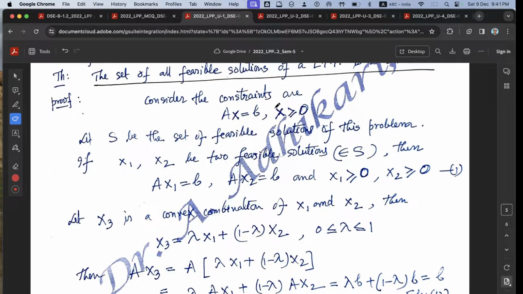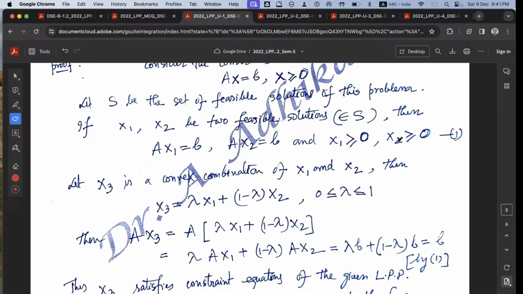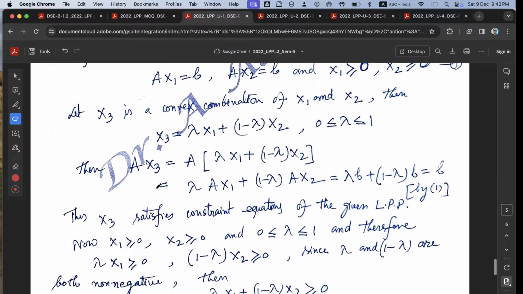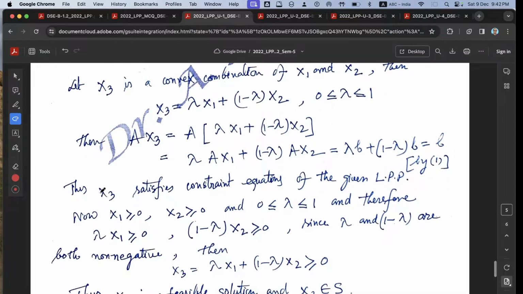Consider the constraints Ax equal to b, X greater than or equal to 0. Let S be the set of feasible solutions of this problem, and if X1 and X2 are two feasible solutions belonging to the set S, then Ax1 equal to b, Ax2 equal to b, and X1 greater than or equal to 0, X2 greater than or equal to the null vector. Let X3 be a convex combination of X1 and X2, then X3 equals lambda X1 plus 1 minus lambda X2, with 0 less than or equal to lambda less than or equal to 1. Then Ax3 equals lambda b plus 1 minus lambda times b, which equals b. So X3 satisfies the constraint equation of the given LPP.